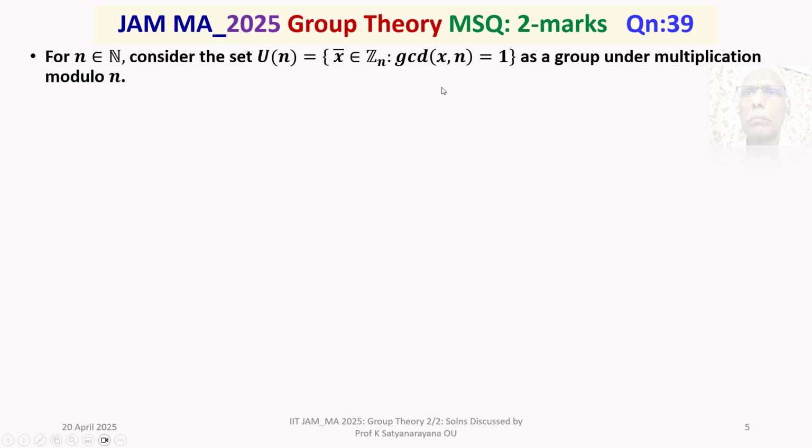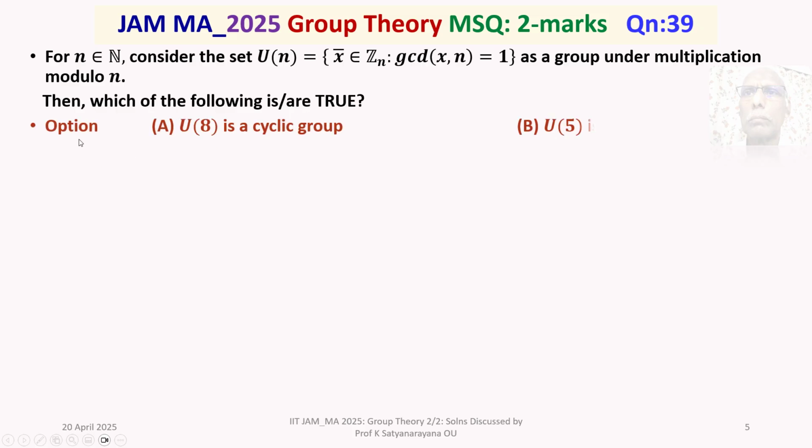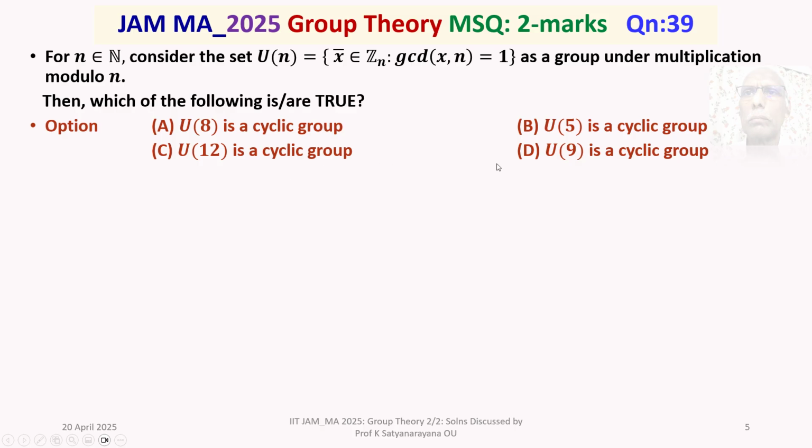We are very familiar with it. Then which of the following are true? It's a multiple select question. There can be more than one answer. We are given 4 options. Option A, U of 8 is a cyclic group. Option B, U of 5 is a cyclic group. Option C, U of 12 is a cyclic group. Option D, U of 9 is a cyclic group.